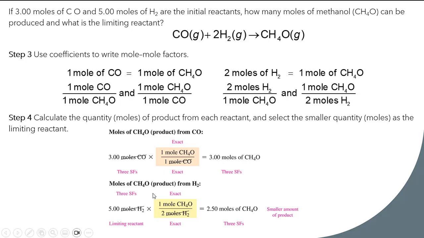Now from the perspective of hydrogen, we are told that we have 5 moles of hydrogen, but here our mole-to-mole factor is 1 to 2. So it's going to be 5 times 1 divided by 2 gives us 2.5 moles of methanol.